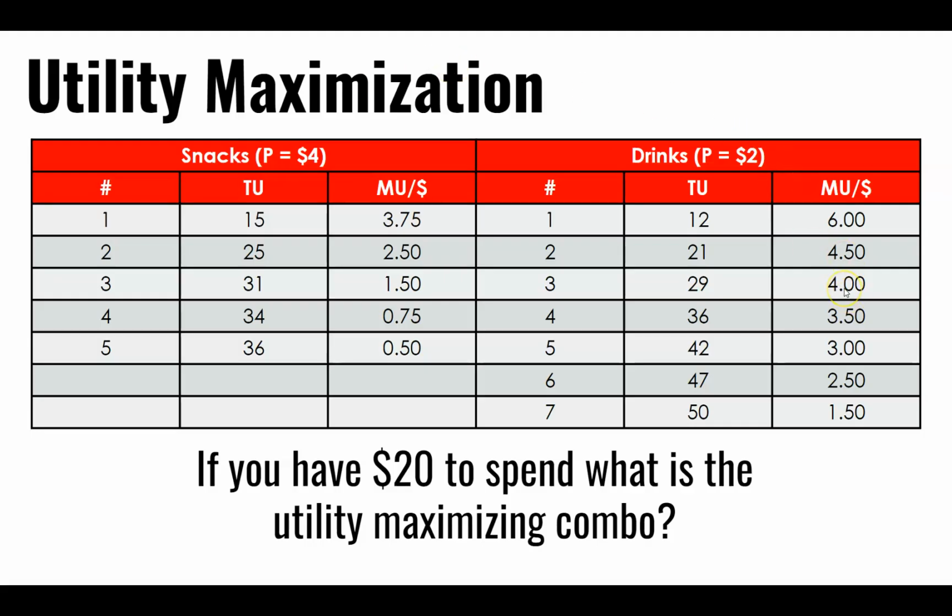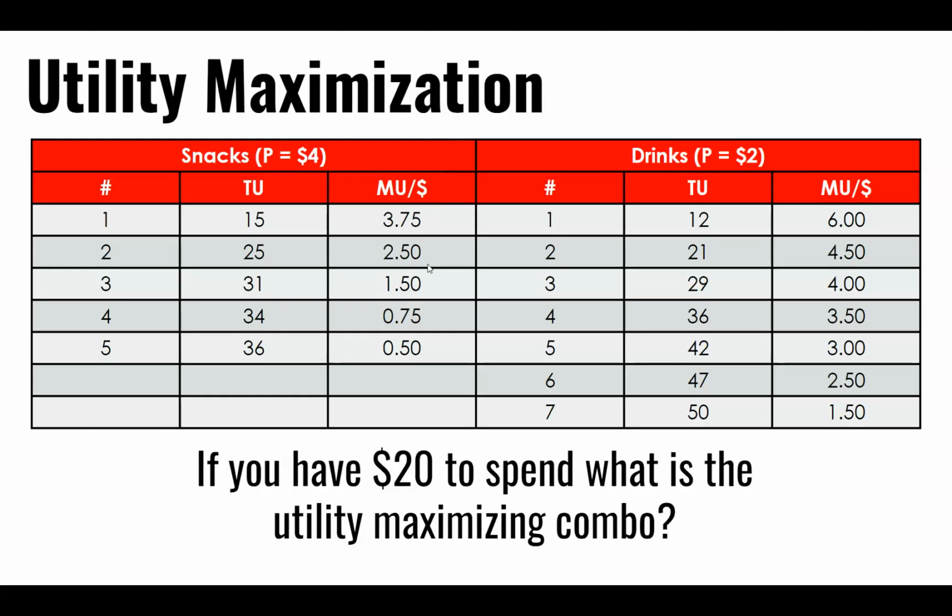So now the question is, do I do a third drink or a first snack? Again, 4 is better than 3.75. I will do a third drink. A fourth drink or a first snack? Well, now the snack is the better value at 3.75, so I'll buy a snack. Second snack or fifth drink. 3 is better than 2.5, so I'll buy a fifth drink. Then it's a sixth drink or a second snack. Now here they're the same. 2.5 is the same. I am indifferent. I don't care between the two. So I will purchase both a second snack and a second drink.